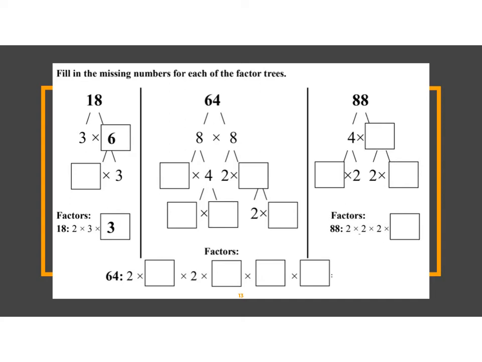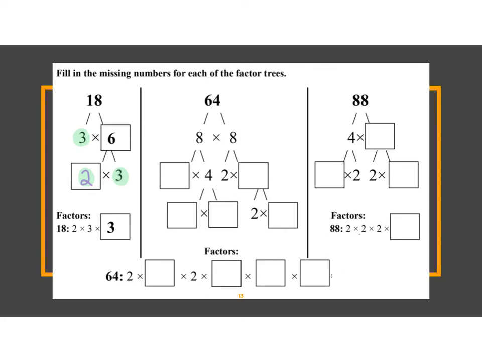Let's fill in the missing numbers for each of the factor trees. The first number on the left is 18. This is a composite number that we need to break down. We can break it apart by multiplying 3 times 6. The 3 is a prime number, but the 6 is composite, so I need to break it down even further. So 6 can be broken down into 2 times 3. Both 2 and 3 are prime, so we can circle those. And now we are only left with prime numbers.